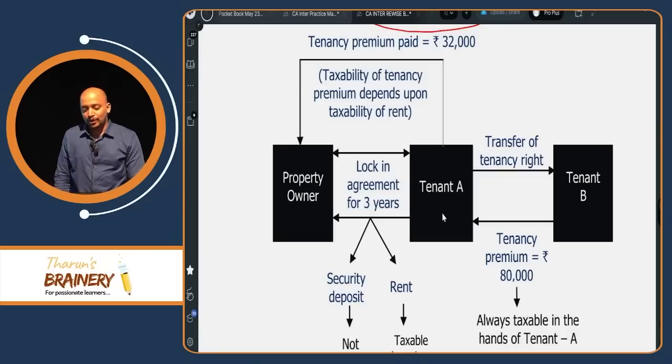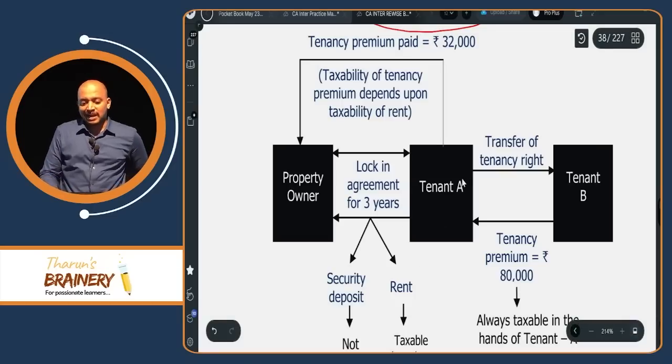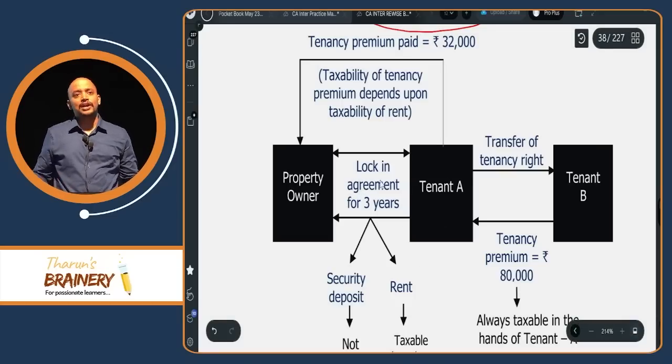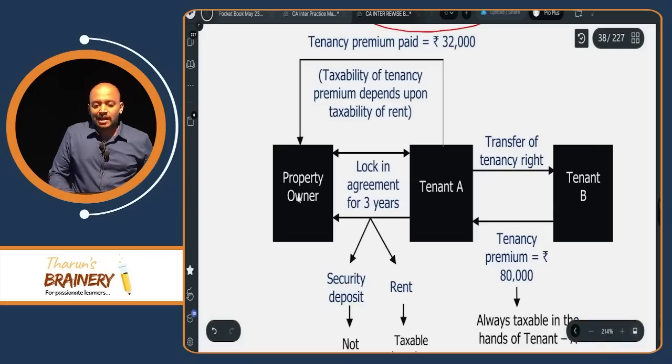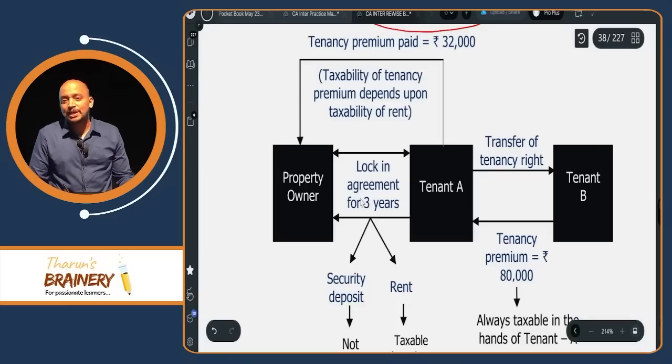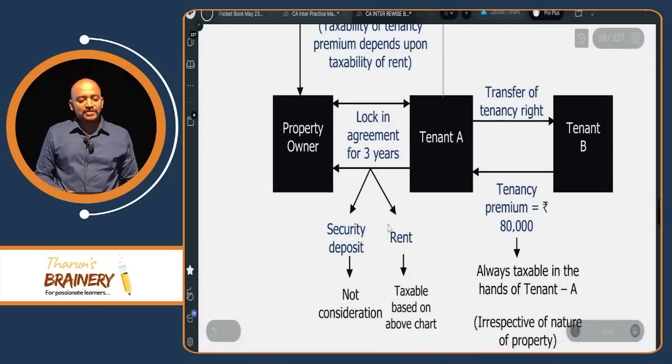There is a property owner who enters into a lock-in agreement with tenant A for 3 years. What is the meaning of lock-in agreement? Property owner cannot ask tenant A to vacate, and tenant A also cannot give notice of vacation for a period of 3 years. Means for 3 years, who is having the control over the property? Tenant A, for which tenant A will pay security deposit and rent.